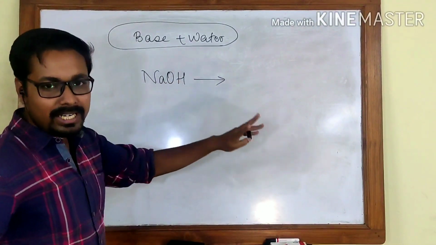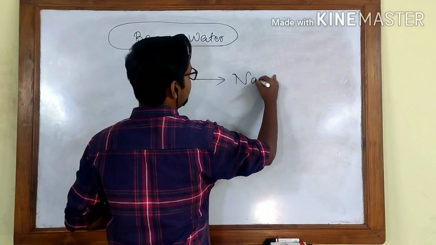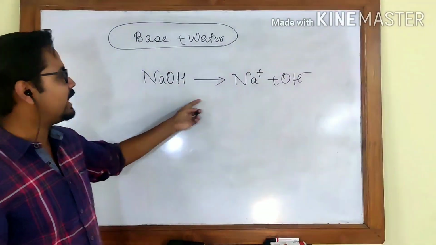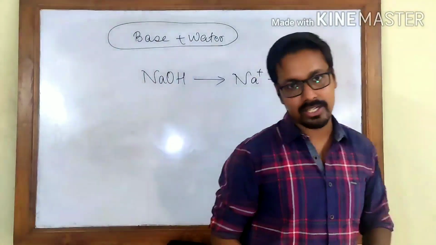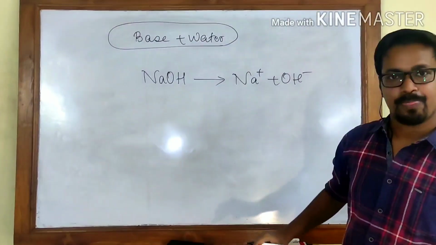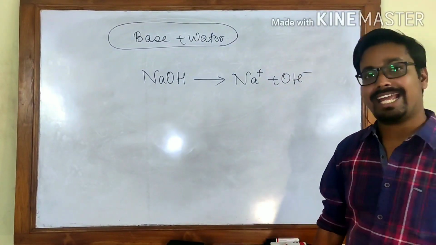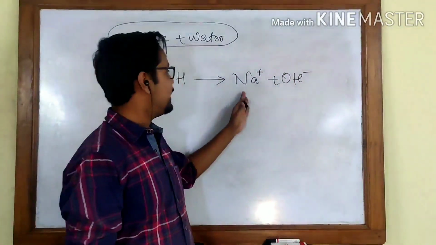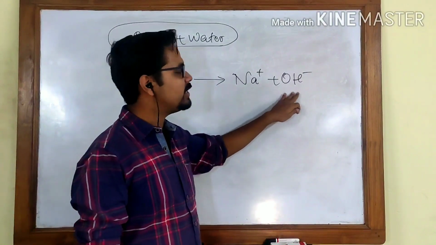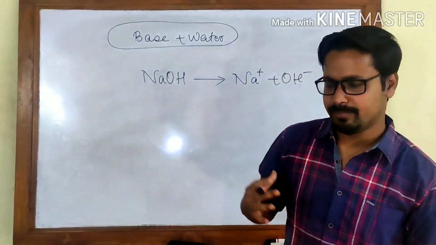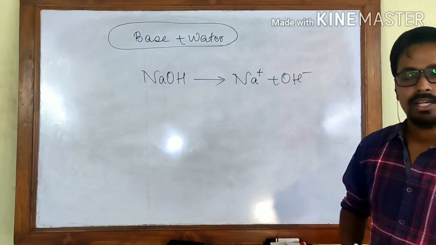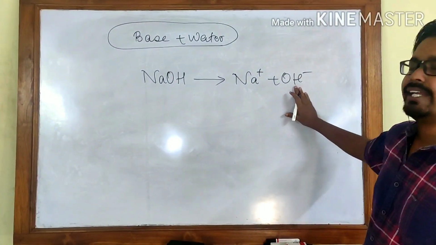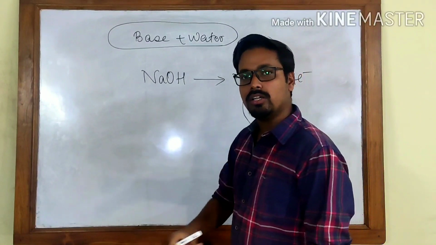NaOH will split into Na plus and OH minus. Very simple reaction. NaOH directly splits into Na plus and OH minus, and they will stay in the solution. Since Na plus is not as reactive as hydrogen ion, that is the proton, Na plus will stay in the solution as Na plus, and OH minus, which is the negative anion, will stay in the water as well. So we will have one positive ion and one negative ion present in the water solution.